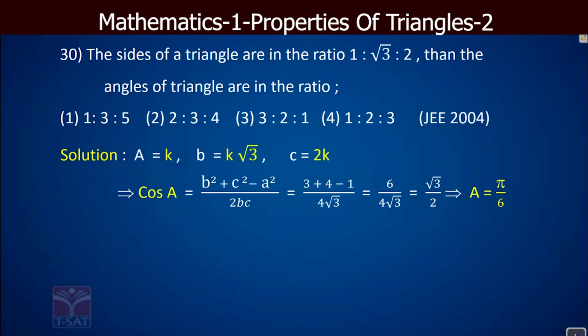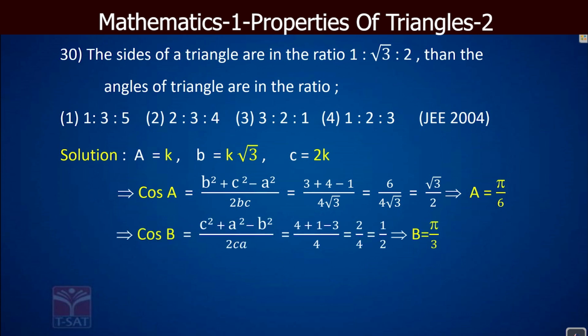So that cos A is equal to (b² + c² - a²)/2bc, which is equal to (3 + 4 - 1)/(4√3), which is √3/2. So that A is equal to π/6. So angle A is equal to π/6.